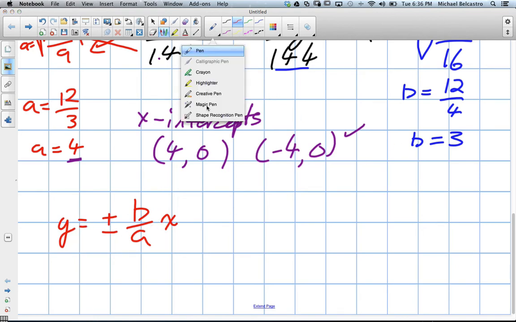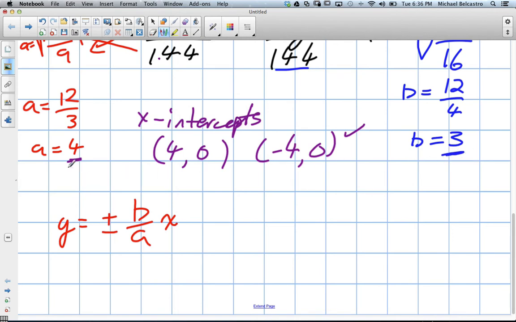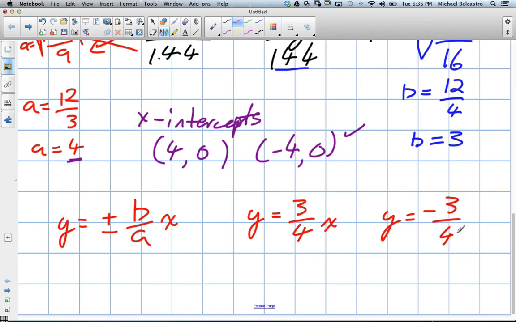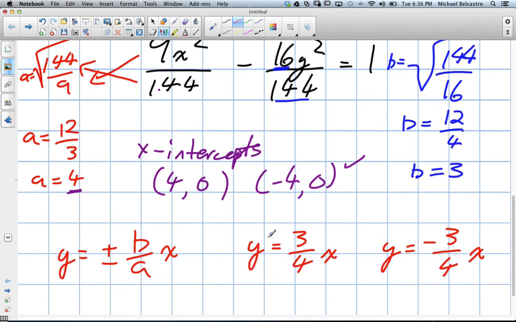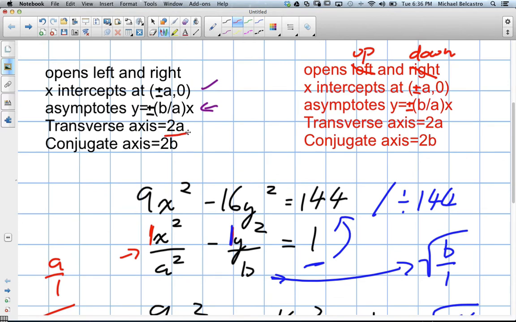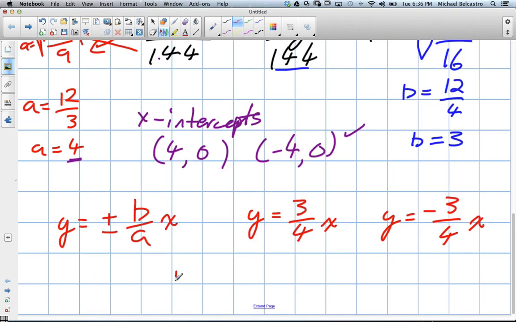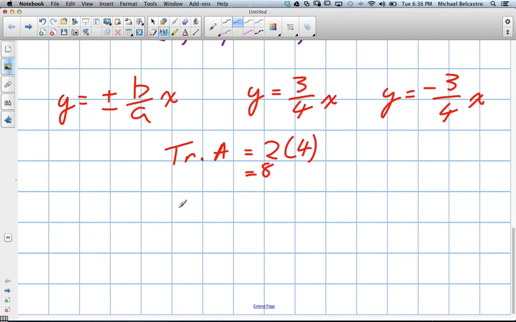Since our b is 3, it's relatively straightforward to plug it in this way. We get 3 over 4 as our asymptotes. So we have y is equal to positive 3 over 4x, and y is equal to negative 3 over 4x. And our transverse axis, we said, is 2a. So 2 times our value of 4 gives us a value of 8, and our conjugate axis is 2b.